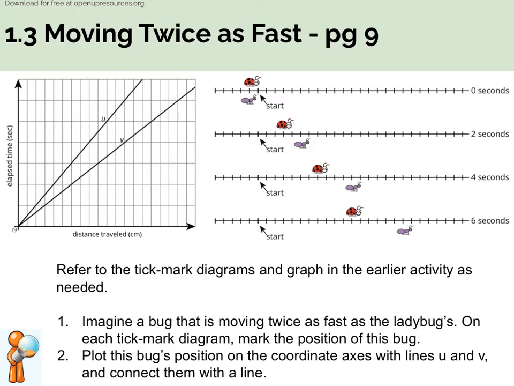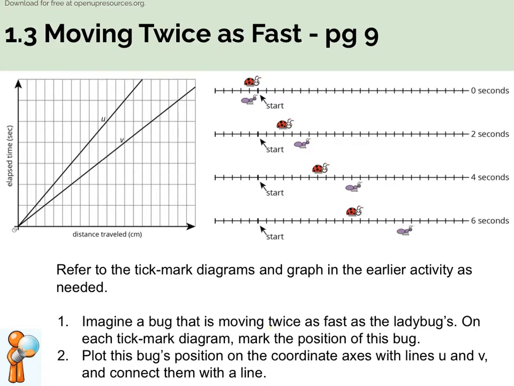All right, let's look at page 9, the moving twice as fast. It says refer to the tick mark diagram, the same diagram and graph that we've been working with, and imagine a bug that is moving twice as fast. So let's underline that.